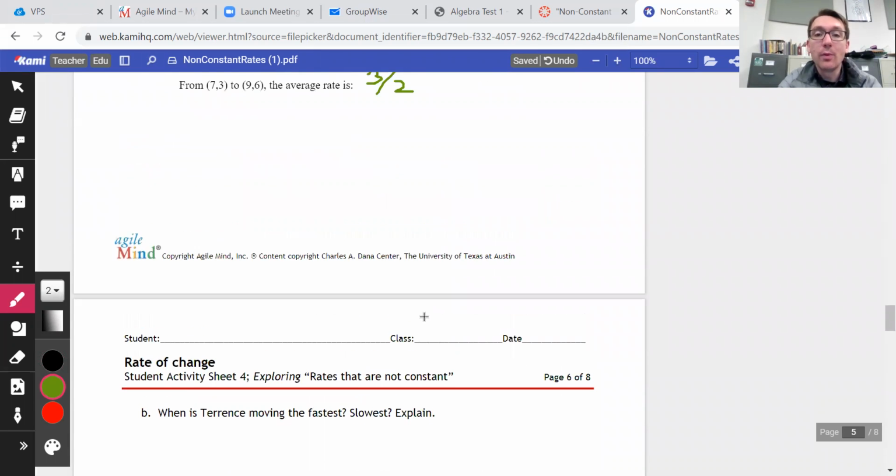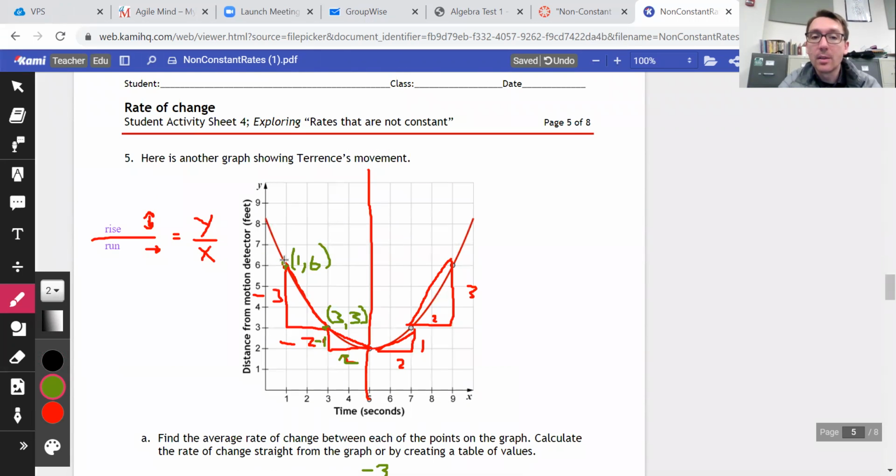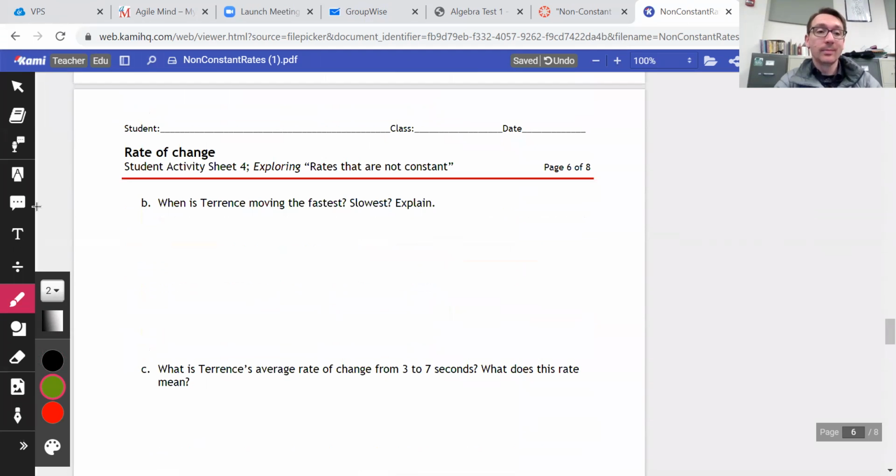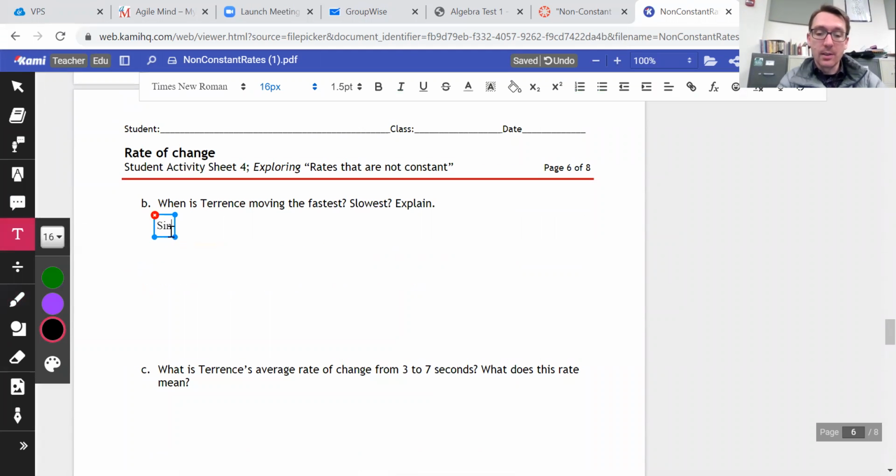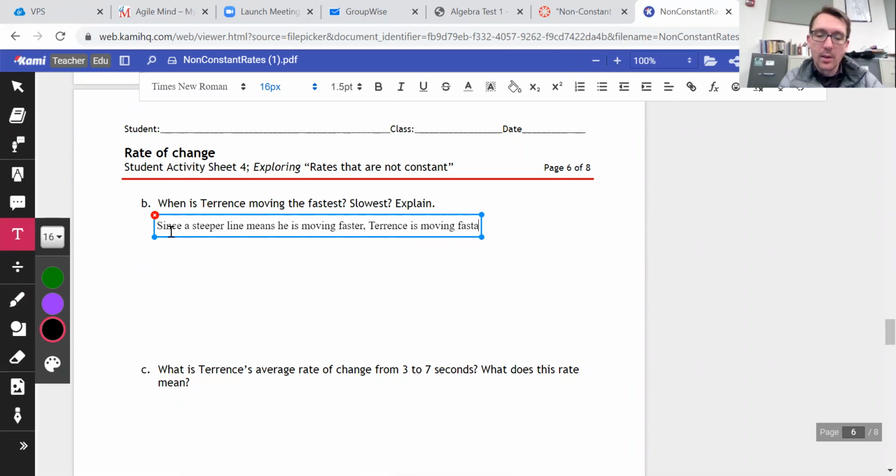When is Terrence moving the fastest? Well, at the beginning and the end, because that's when it's steep. Steep means fast. Since a steeper line means he is moving faster, Terrence is moving fastest at the beginning and end.